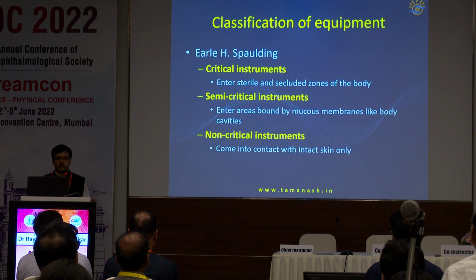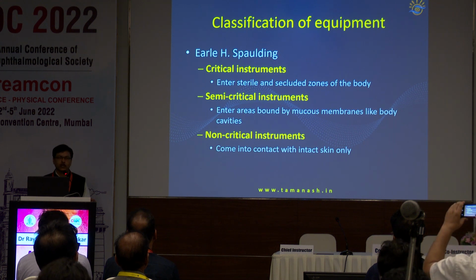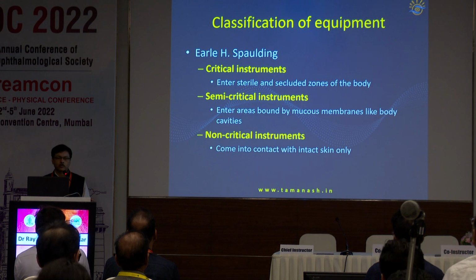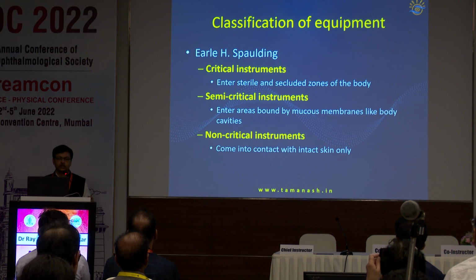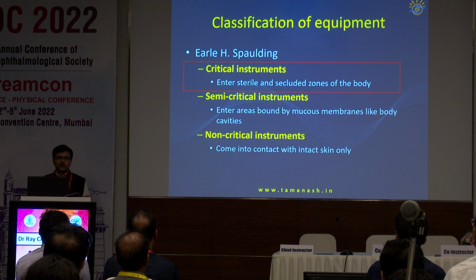Likewise, instruments also have to be classified into critical instruments which enter secluded zones. The anterior chamber of the eye is a secluded zone because it is away from the bloodstream and from the natural defenses of the body. The non-critical, on the contrary, are those that come in contact with intact skin. So the sponge holding forceps which we use to clean the outside of the eye is a non-critical instrument, whereas the forceps that is going into the anterior chamber is a critical instrument. And we will be focusing mainly on critical instruments.